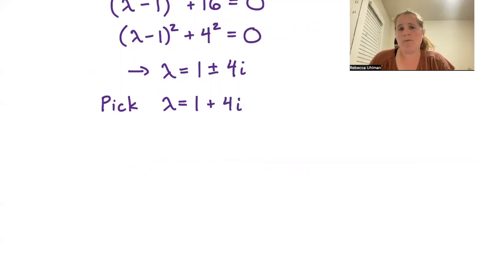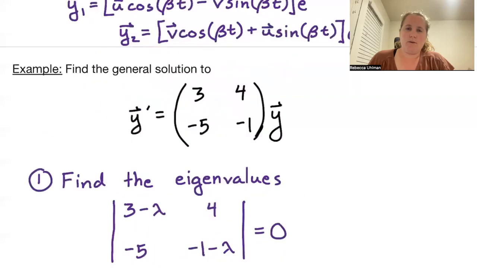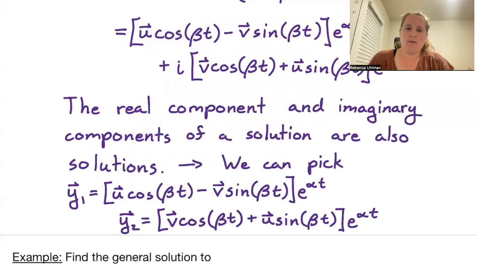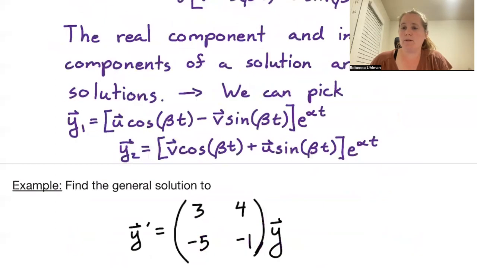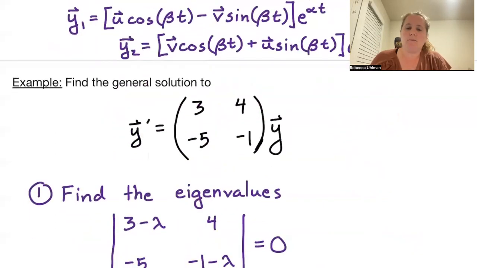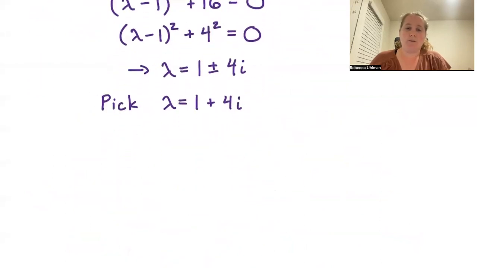You can also work with 1 minus 4i. That just slightly changes your, when you do e to the alpha t cosine beta t plus i sine beta t, it would turn into e to the alpha t cosine beta t minus i sine beta t. It's up to you which one you want to use. They're equivalent. So in any case, we'll go ahead and work with lambda equaling 1 plus 4i.